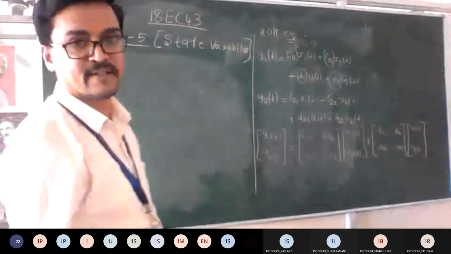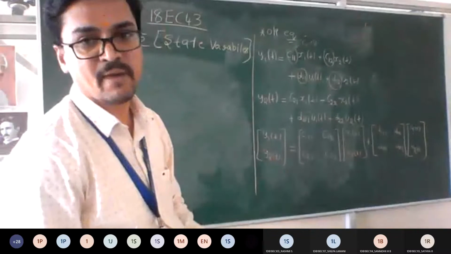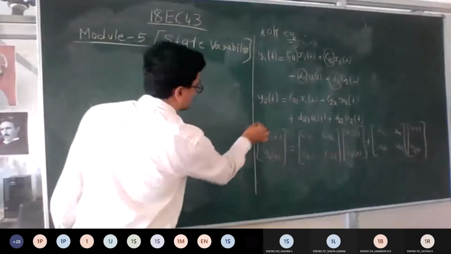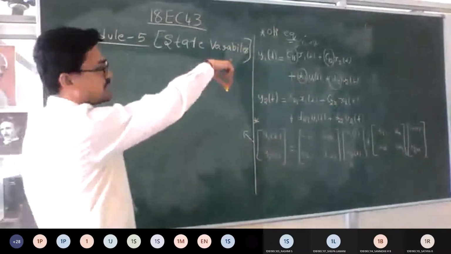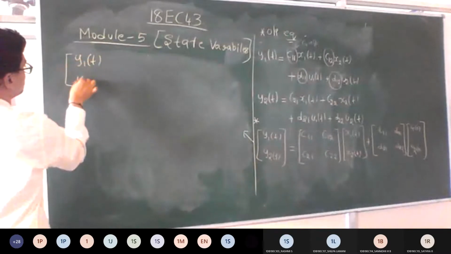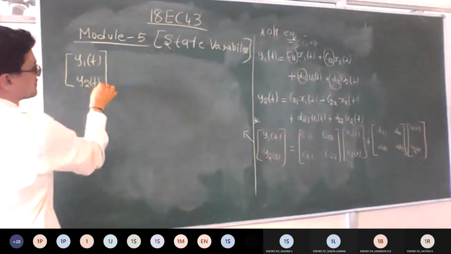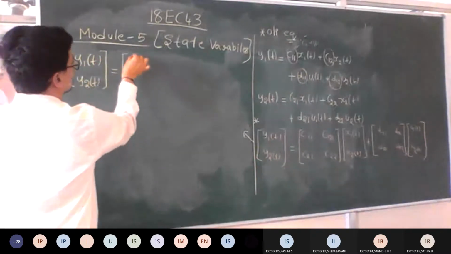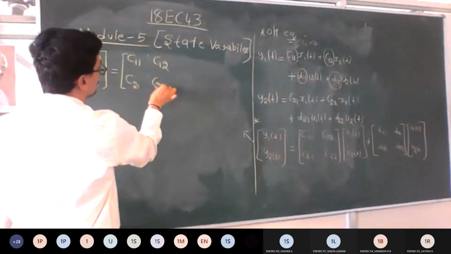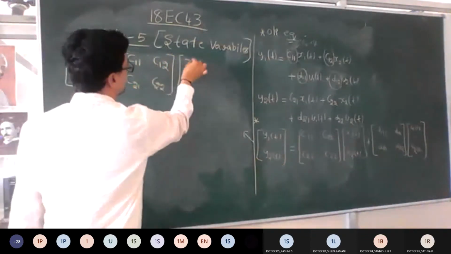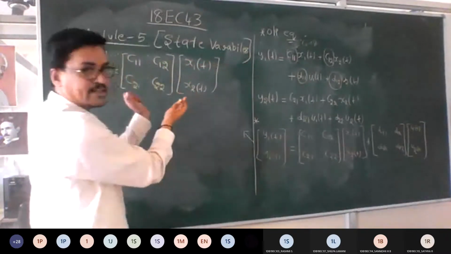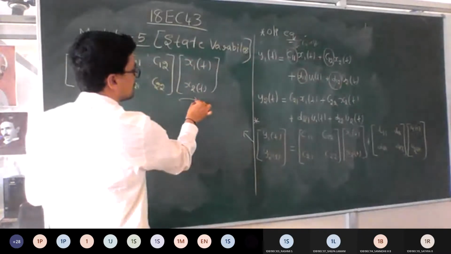See what I wrote? After writing the equation, I need to represent it in a matrix form. That is the conclusion of your output equation. So what I wrote here, I am just writing once more. From the equations for outputs y1, y2, I am representing in a matrix form. For this, the coefficients C11, C12, C21, C22, I need to multiply by my input x1 of t, x2 of t. So this is one category, the part of the state variable.